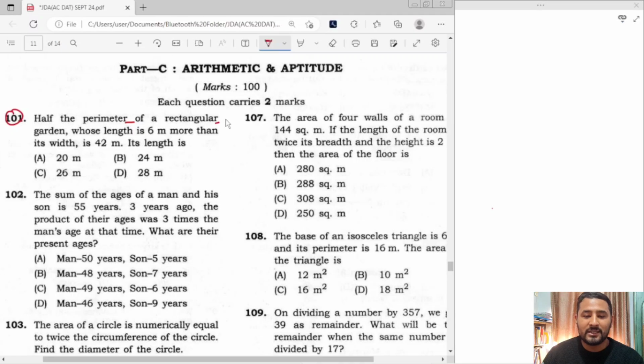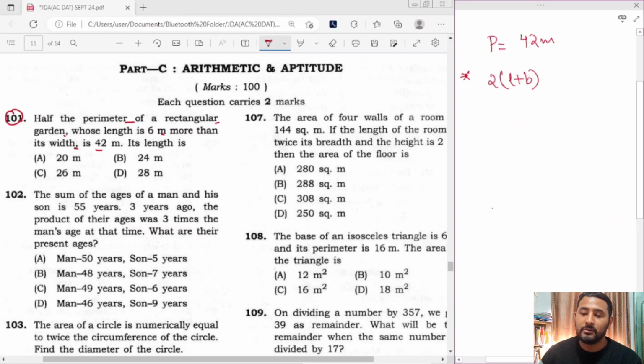Half the perimeter of a rectangular garden whose length is 6 meter more than its width is 42. So perimeter is given as 42 meter, but it is half of the perimeter of the rectangle. These are the given things first. Then what is the formula of perimeter? You should remember and star mark this one: the perimeter of a rectangle is given as twice (length plus breadth).